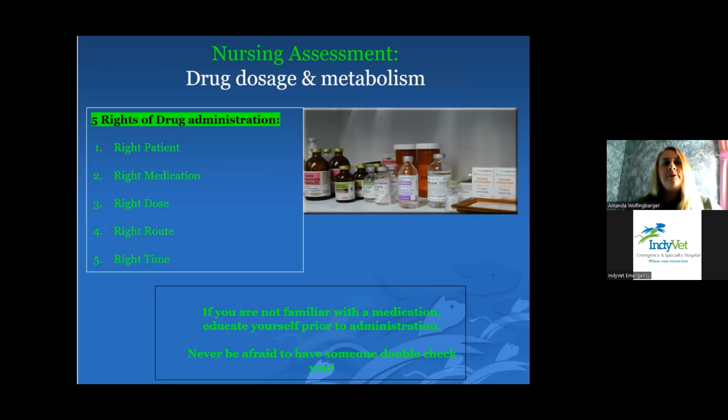Drug dosage and metabolism. So for me, if you're not familiar with the medication, before giving that medication, you need to educate yourself. You need to look it up in Plumb's, ask one of your coworkers, why am I giving this medication? What are the possible side effects? What do I need to be watching for?